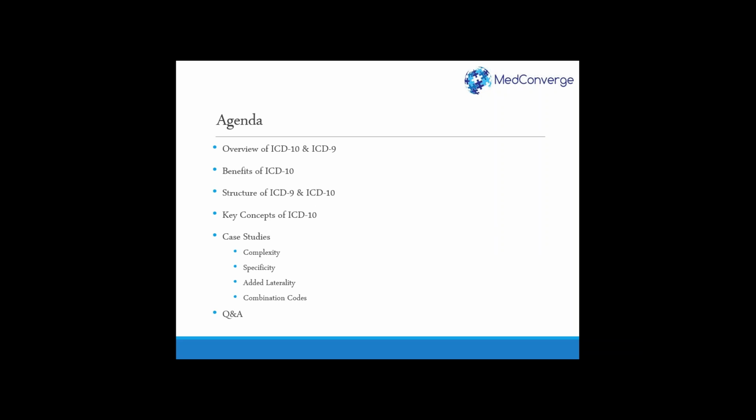So we're going to do a brief overview of ICD-10 and ICD-9. Then we'll quickly discuss the benefits of ICD-10. Then we'll look at the structure of ICD-9 and ICD-10. Understand the key concepts of ICD-10 like specificity and complexity and things like that. And do a few case studies on the complexity, specificity, laterality, and combination codes, followed by documentation, compliance, and what needs to be done so that your documentation stays compliant.